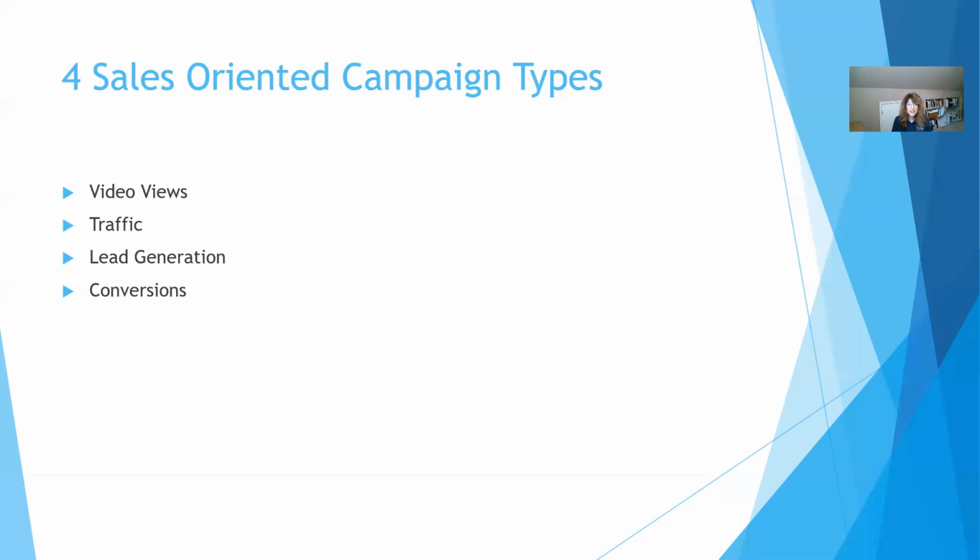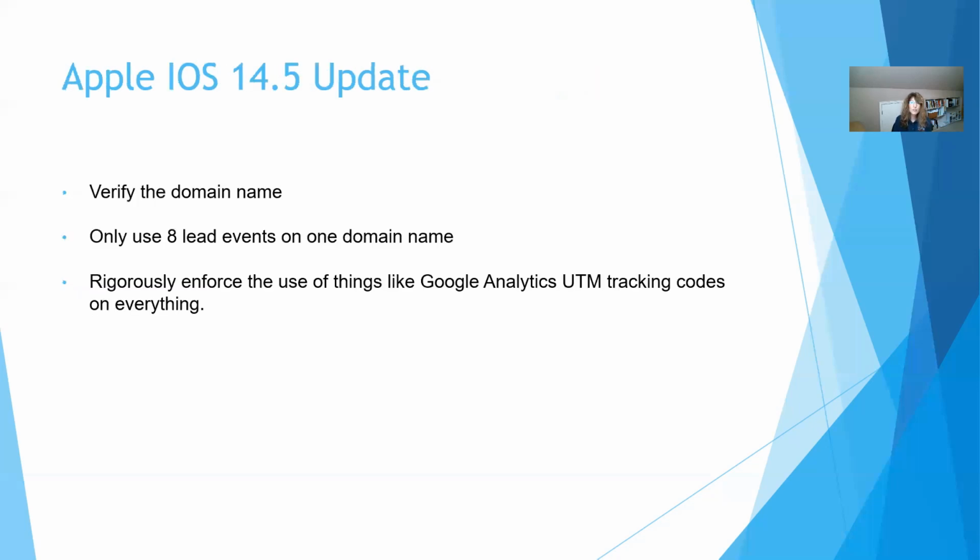Now with conversions, there is that war between Apple and Facebook. And so Facebook has set up an aggregated events measurement API. And so let's get into the iOS 14.5 update. What they're saying is that when you are setting up a conversion ad, you want to make sure that you verify your domain name. And this is really simple. When you go into a conversion and you go into your data source, you can go into your pixel, into the data source, and it'll walk you through verifying the domain name.